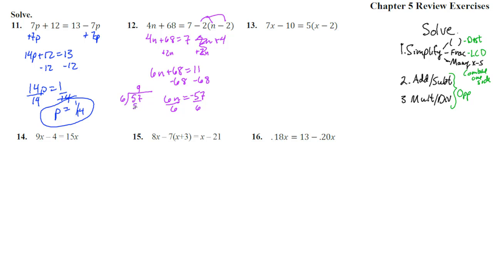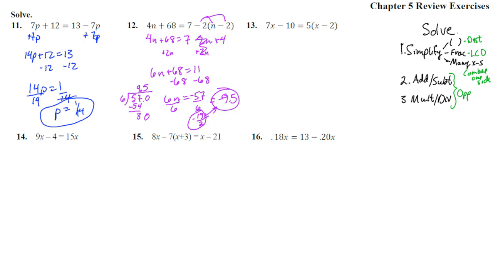9 times 6 is 54. Subtract, we get a 3. Let's put a 0 there. 6 goes into 30 5 times. 9.5. Interesting. This comes out to be negative 9.5. That was not a bad decimal, which means that you could divide top and bottom by 3, and you would get negative 19 halves. These two are the same number right here. Okay, that is not obvious.